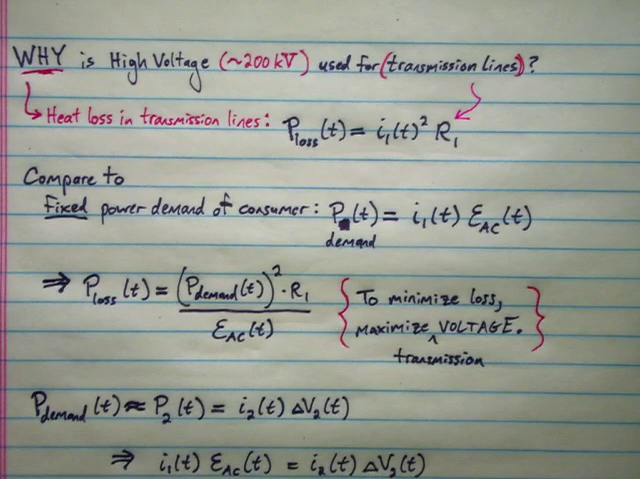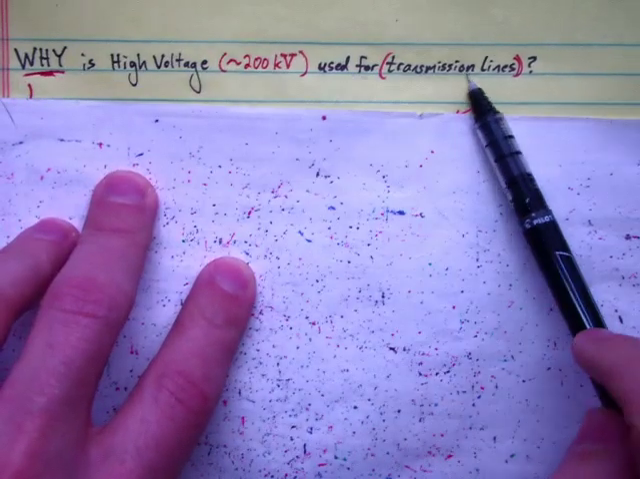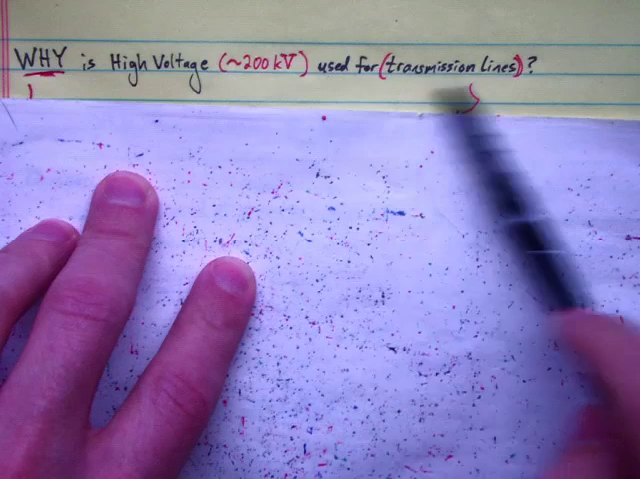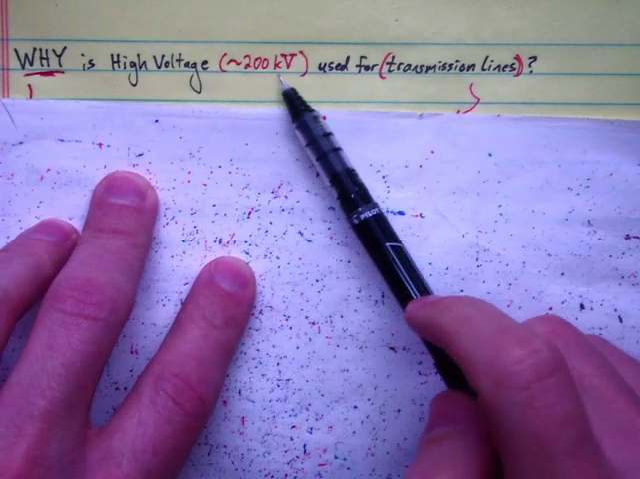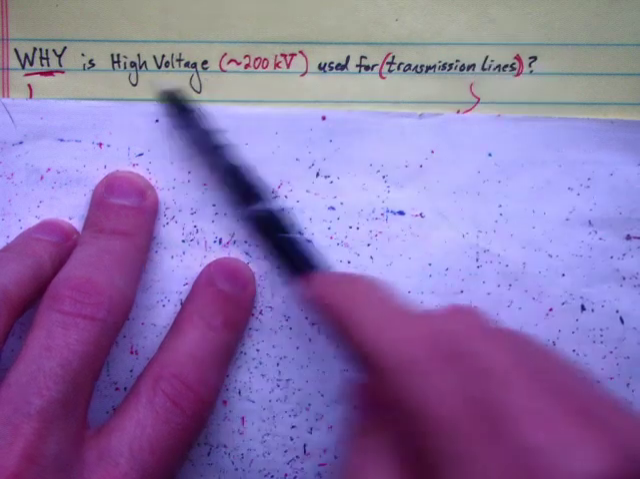Lastly here, I want to wrap up by addressing a question that might have occurred to you. Why do we use high voltage in the transmission lines at all? Why is it important that those be high voltage? Since they're high voltage, we need a transformer to step them down for safety, but why are they high voltage in the first place?